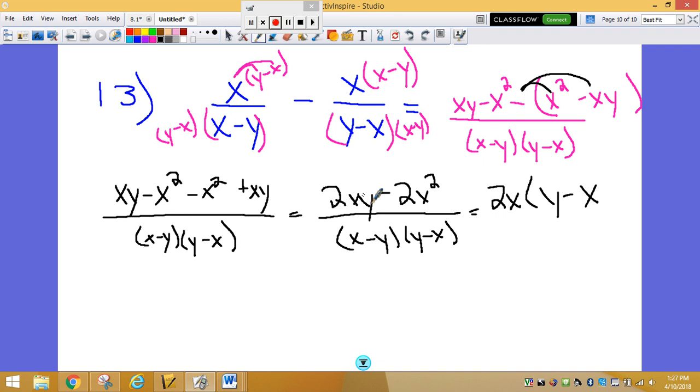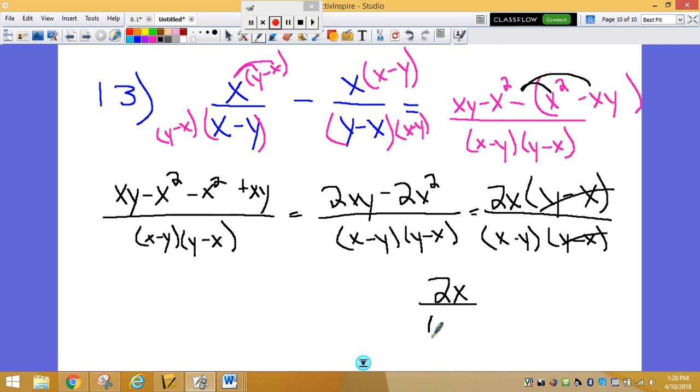Okay, so 2 divided by 2 canceled out, 2 divided by 2 canceled out. I had an x, took an x out, so I'm just left with y. If I have two x's and I take an x out, I'm just left with one x. And then on bottom, I have an x minus y and a y minus x. Now look, it's the same on top and on bottom. So final answer is actually 2x over x minus y.